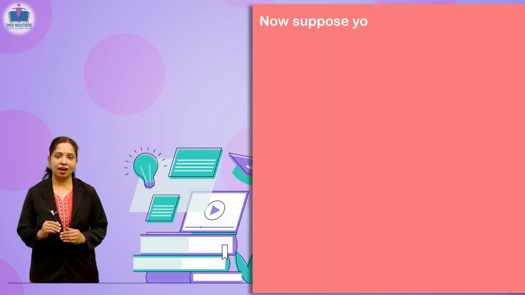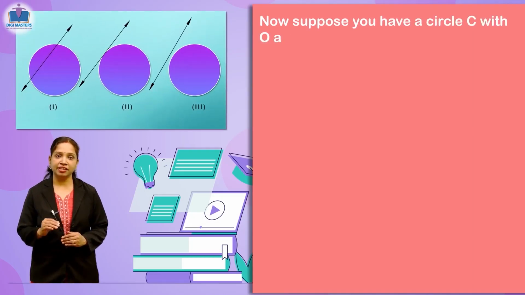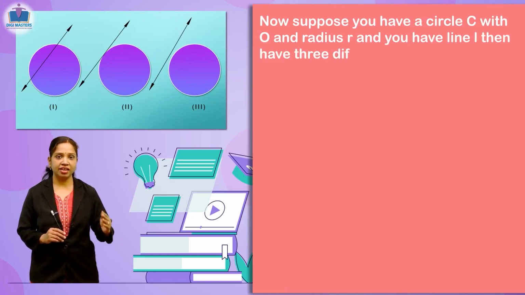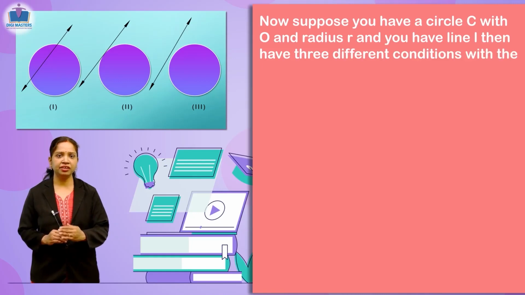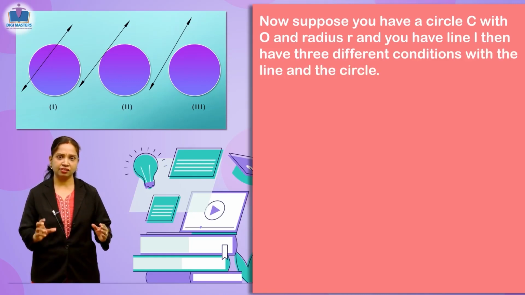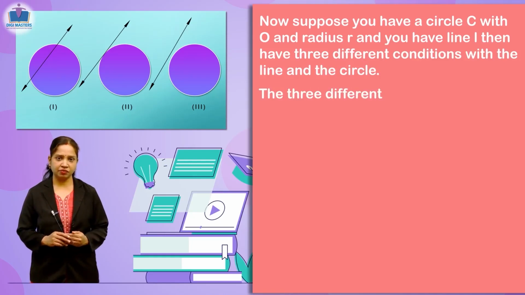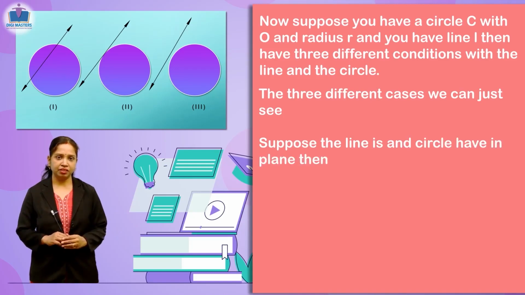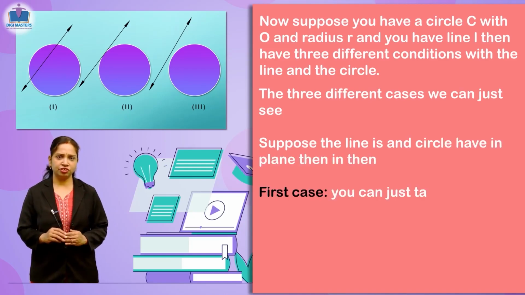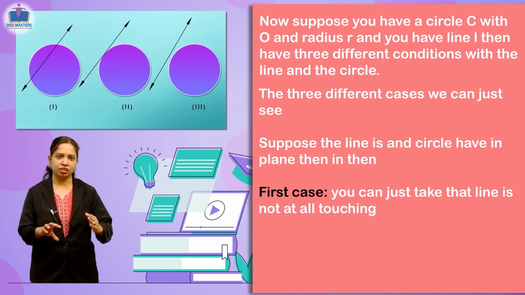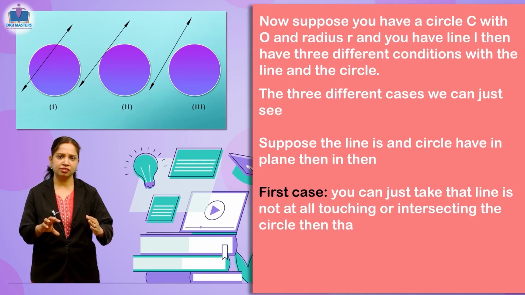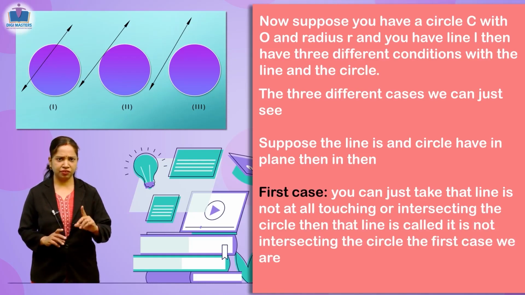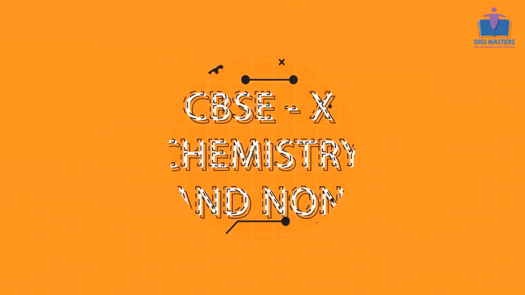Now, suppose you have a circle C with center O and radius R, and you have a line L. Then we have three different conditions with the line and the circle. Suppose the line and circle are in a plane. In the first case, the line is not at all touching or intersecting the circle. Then that line is not intersecting the circle. The first case, they are far from each other.